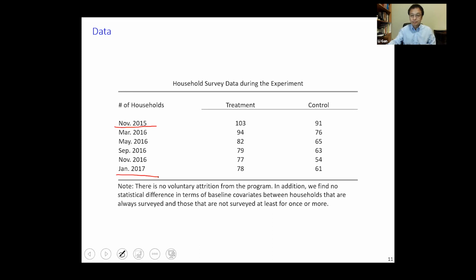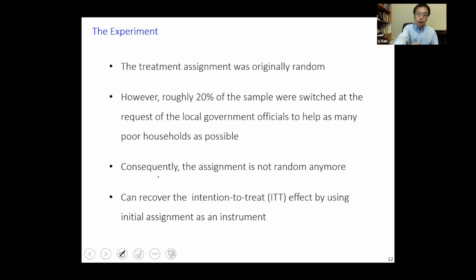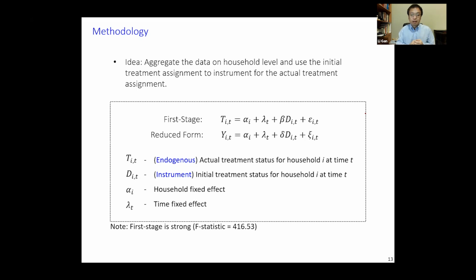This is what I said, 20% of the sample switched at the request of the local government to help as many poor households as possible. We can recover the intention to treat effect by using the initial assignment as an instrument. So this is something we can deal with. This is what we used to treat this data, the first stage versus second stage. And there's no weak instrument problem.